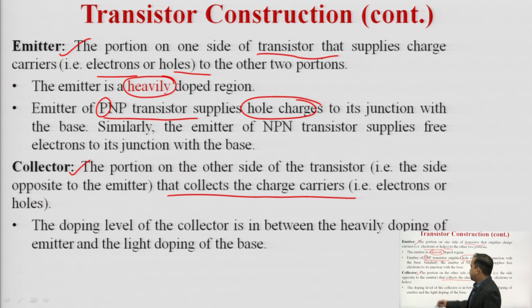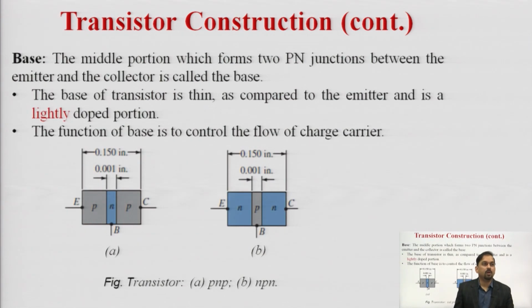Now the doping profile. The doping level of this collector will be somewhere between the heavily doped emitter and the lightly doped base. We can say the doping profile for the collector is moderate. Also, if we talk about the area, the area of the collector is very high, because it has to perform the heat dissipation part. If the area is very high, naturally the heat dissipating capability of the device will be enhanced.